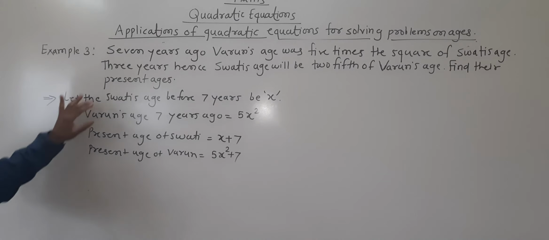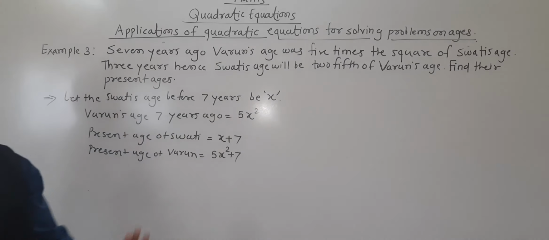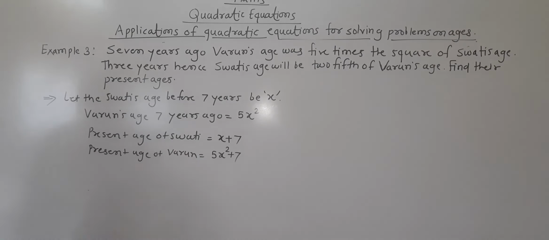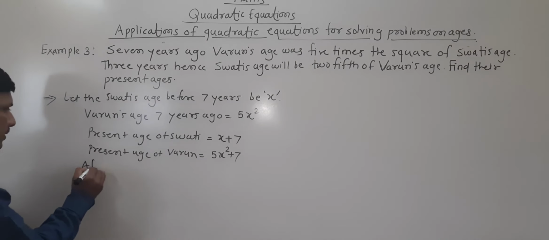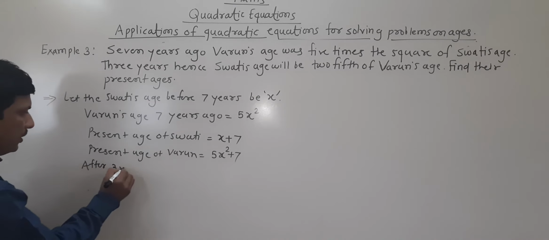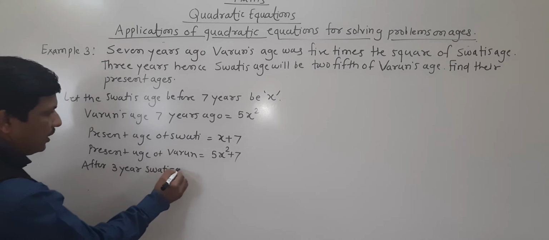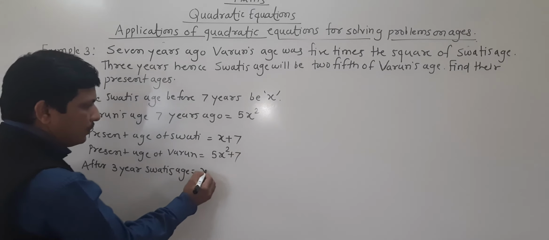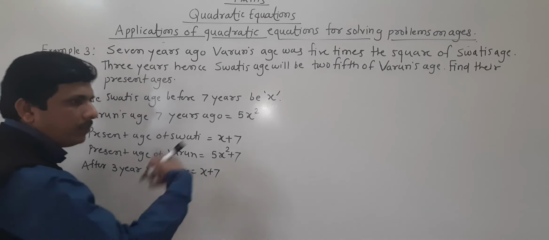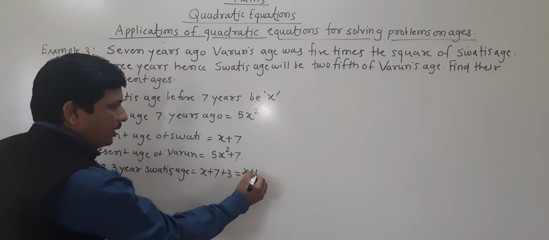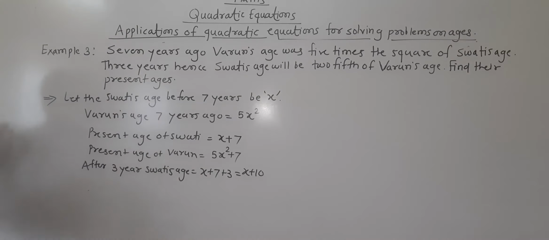Now what they are asking, see, 3 years hence. So after 3 years, now we need to think about after 3 years. After 3 years, Swati's age is equal to x plus 7. This is present age. After 3 years, so we need to add 3 in that. So x plus 10. After 3 years, Swati's age will be x plus 10 years.